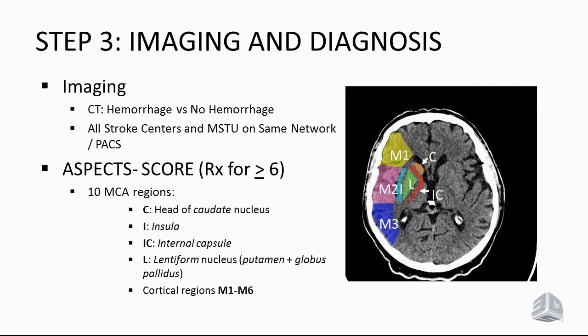And as you start to see signs of infarction, whether it's in the insula, the caudate, or the cortex, you subtract points for each area that's abnormal. And so when you start to get scores less than 6, then those patients may have already completed an infarct and may not be candidates for treatment.